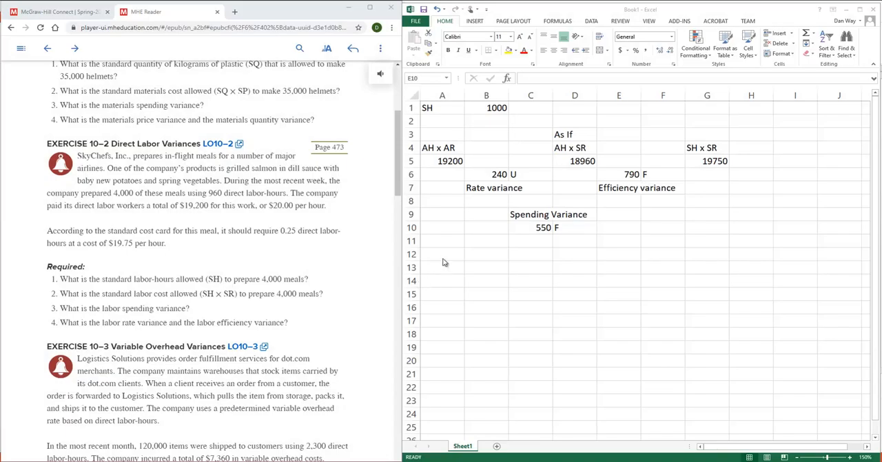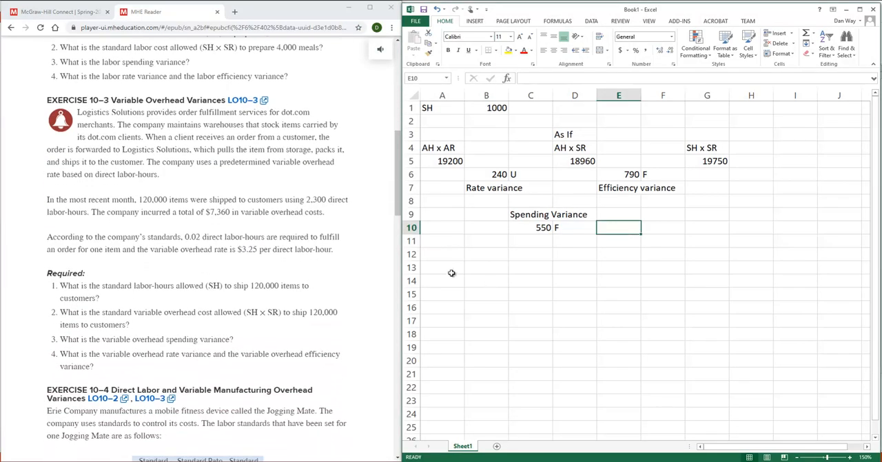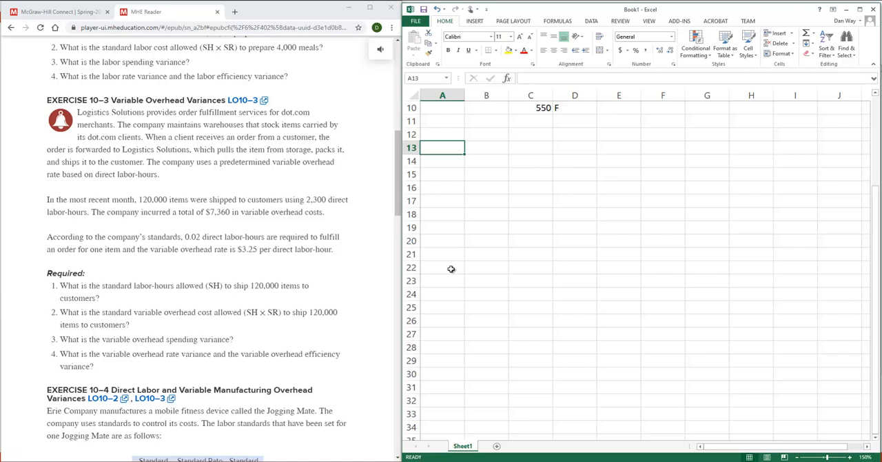I did want to take a look at exercise 10.3 as well, variable overhead variances. Again, I know there's a lot of similarities with these different variances, but I think it's helpful to work through each one separately just to make sure everything's sticking as it should. So 10.3 said Logistics Solutions provides order fulfillment services, etc., etc.